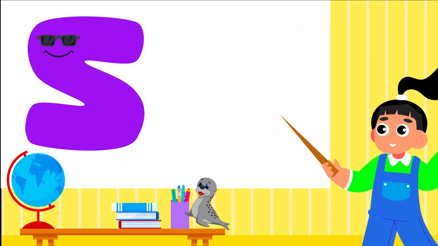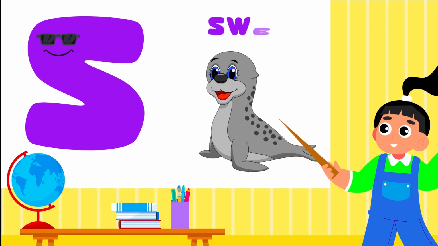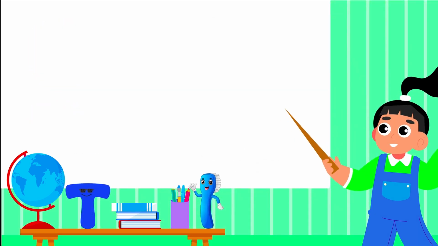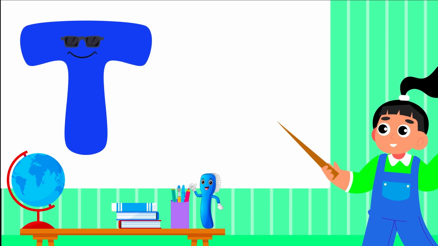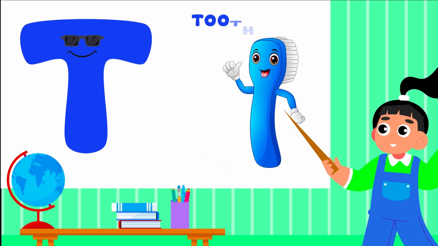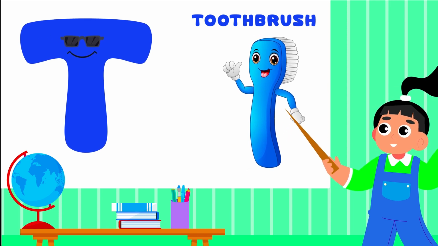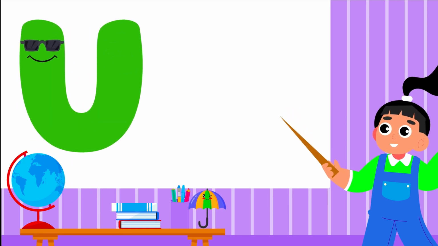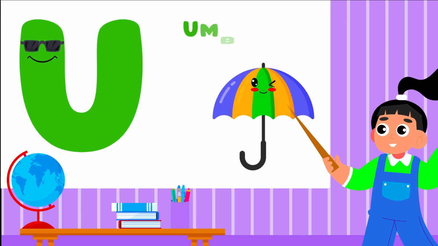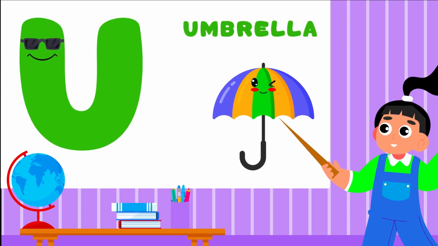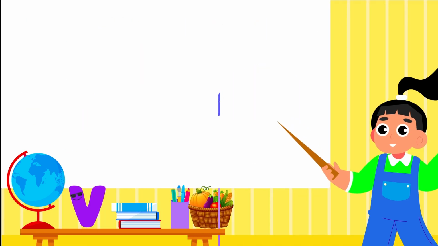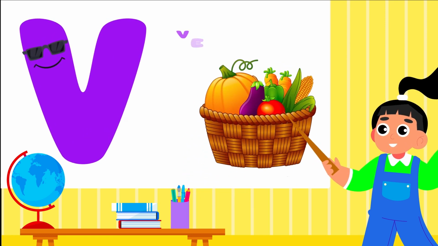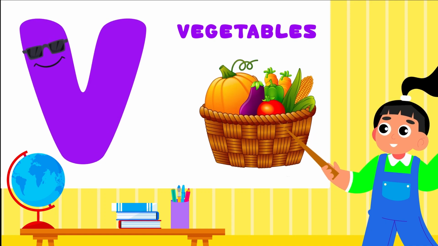S. Seal. S is for seal. T. Toothbrush. T is for toothbrush. U. Umbrella. U is for umbrella. V. Vegetables. V is for vegetables.